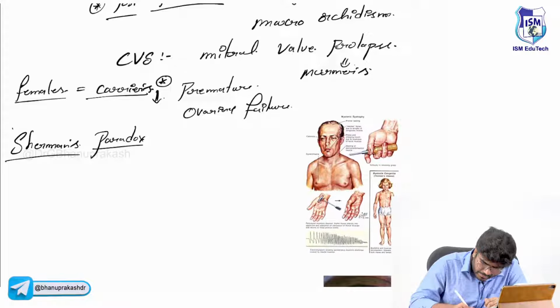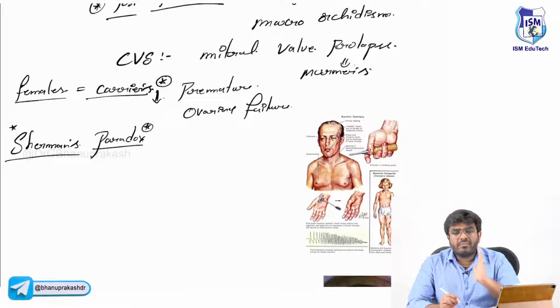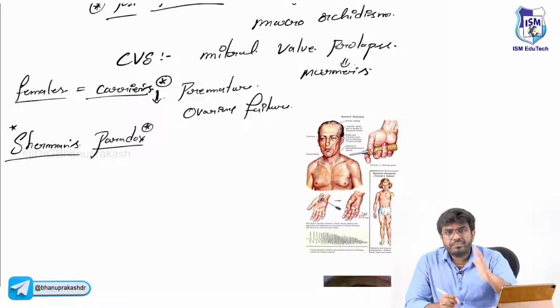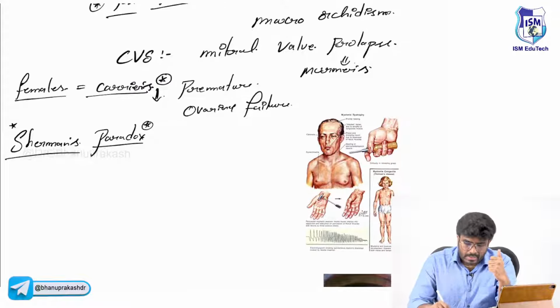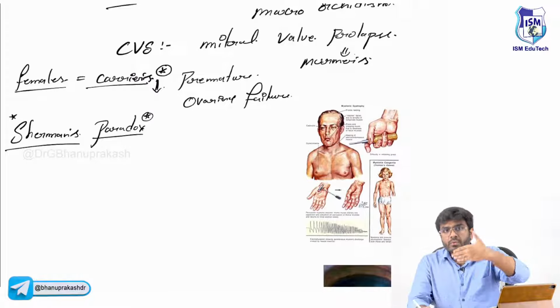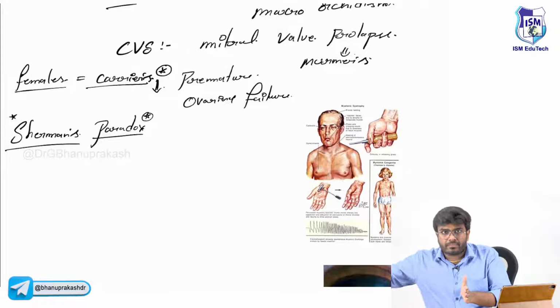Sir, what exactly is this Sherman's Paradox? This Sherman's Paradox means the father is going to give this disease to the son. Imagine a father is giving the disease to the son. Now, this son is going to give the disease to his son. So generation to generation, this disease is spreading, right?